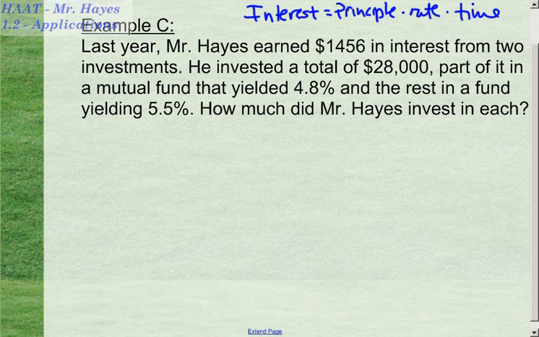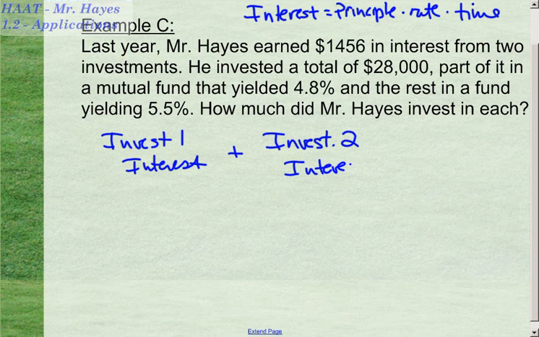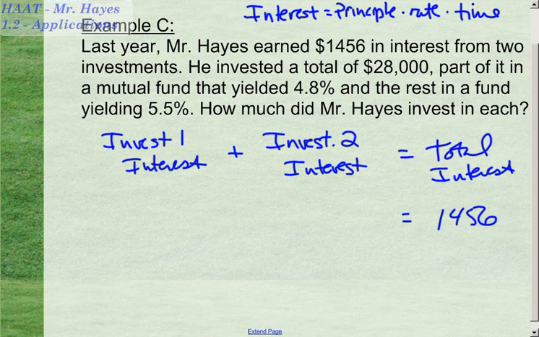So I've got investment 1 interest, plus investment 2 interest, and that's going to equal my total interest. So that's going to be $1,456. So the first one I'm earning 4.8% on. Now how much am I investing there? I don't know. It's going to be X. The second one I'm earning 5.5% interest on. And how much is that? The rest of it's going to be the balance.